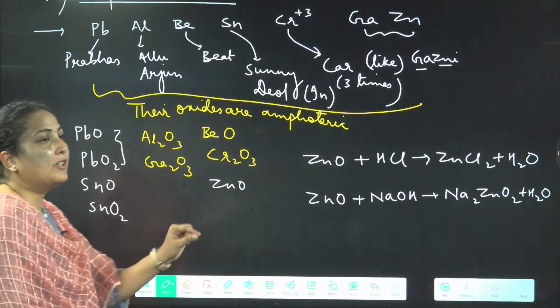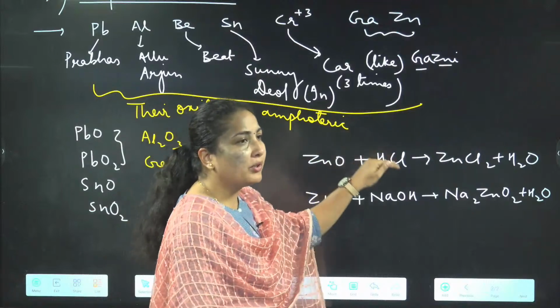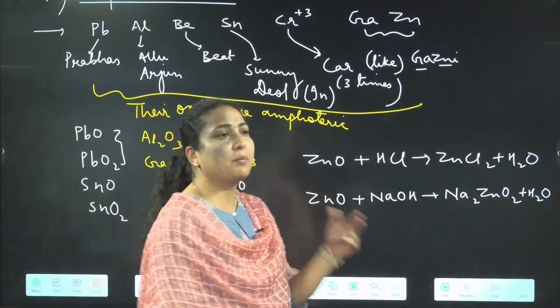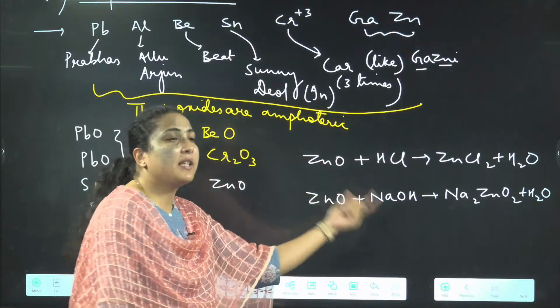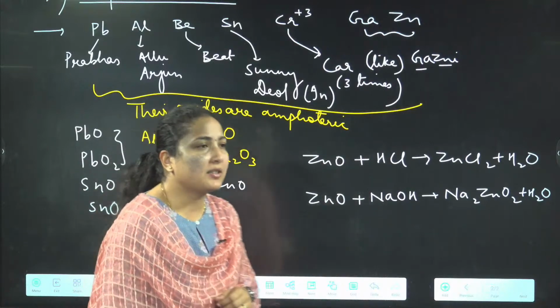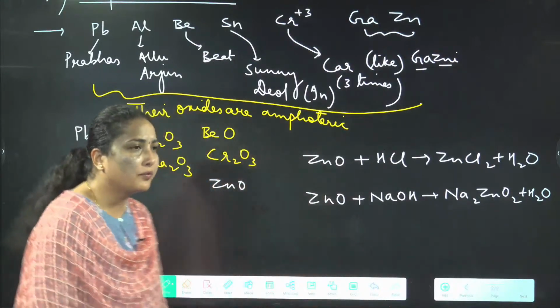So you are able to see that this ZnO was able to react with acid. So at that time it behaved as a base. And when it is able to react with the base, that means it is acting as acid. So basically it will be able to react with both of them.